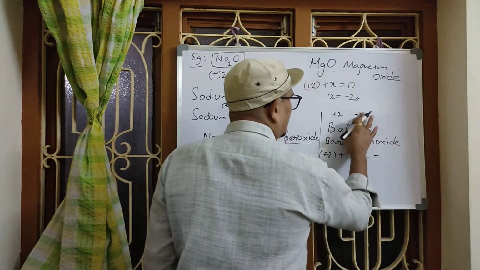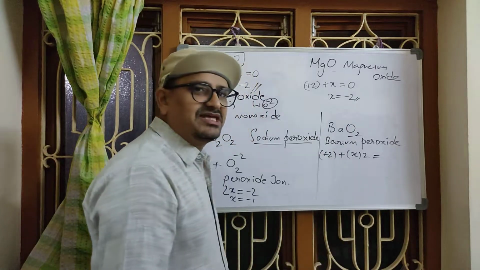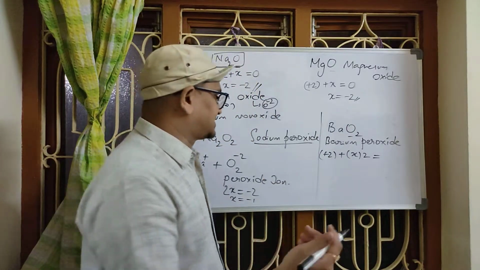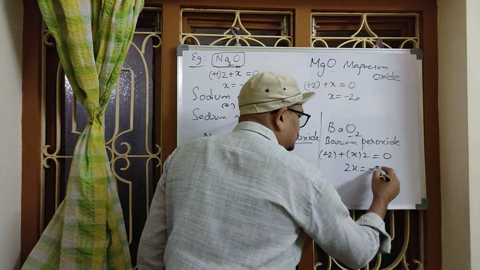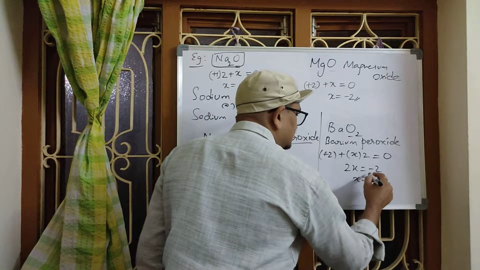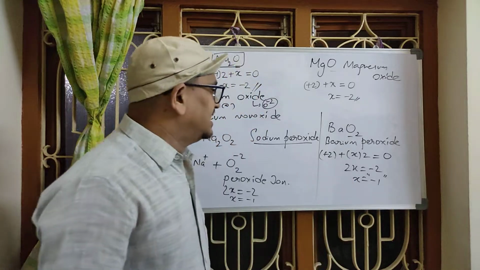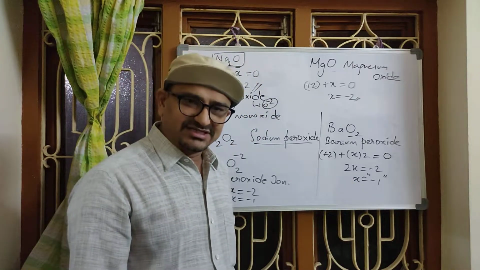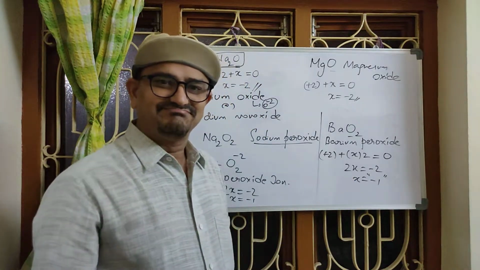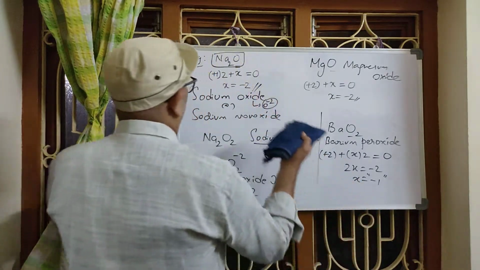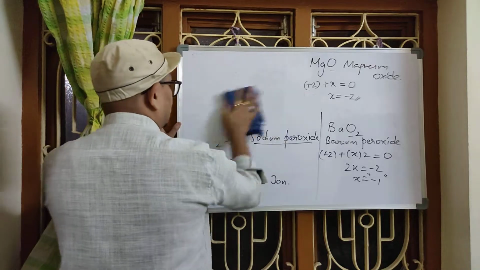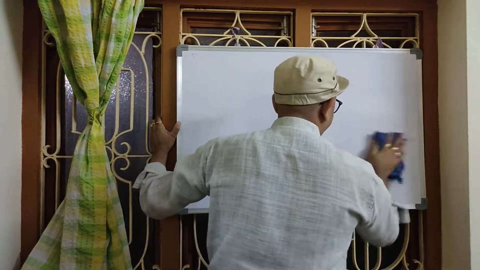So equals to, what is the net charge on barium peroxide, BaO2? It's a neutral species. So 0 on the right hand side. So 2X equals -2, X equals -1. Already we studied in peroxide each oxygen possesses -1. Understood? The same way, let us find oxidation numbers of some more species.